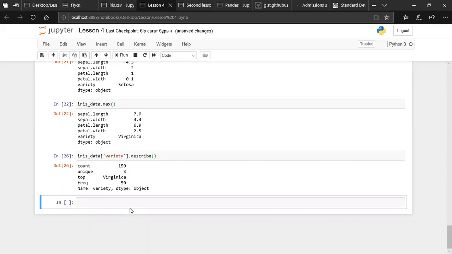So, can you describe what's happening? What is unique? What is top? Freq? Freq is clearly from frequency. Frequency of the top, maybe. Yeah. So, do you know the mode, right? Yes, like 3, 3, 5, the most common one. Yeah, the most common. So Virginica is the most common. So top is 50 out of 150. Okay, you got it.